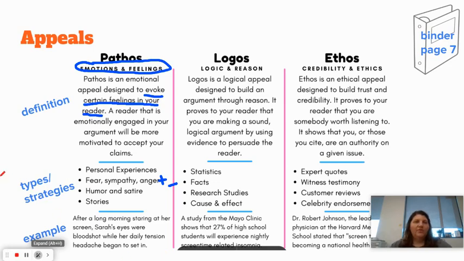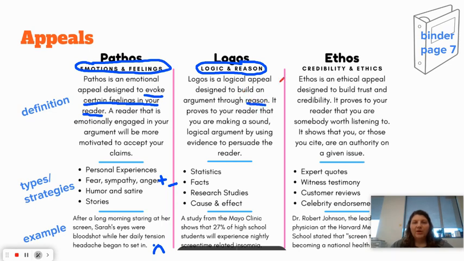An example of this emotional appeal is: after a long morning staring at her screen, Sarah's eyes were bloodshot while her daily tension had begun to set in. So as we read this, we should be feeling sad for Sarah and having some empathy for Sarah. All right, let's take a look at logos. Logos is logic and reasoning. This is a logical appeal designed to build an argument through reason.